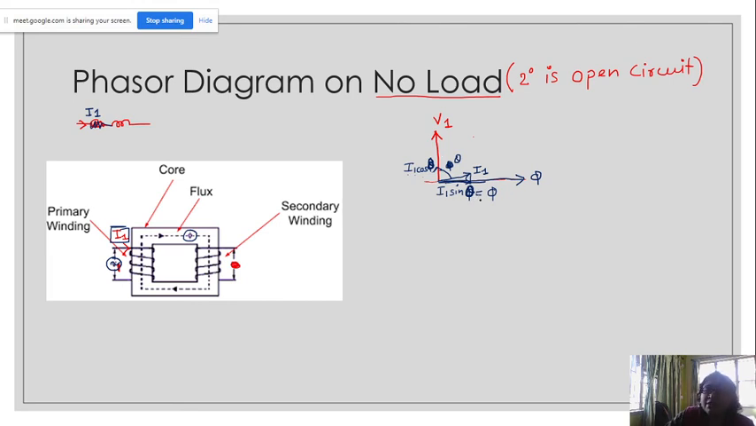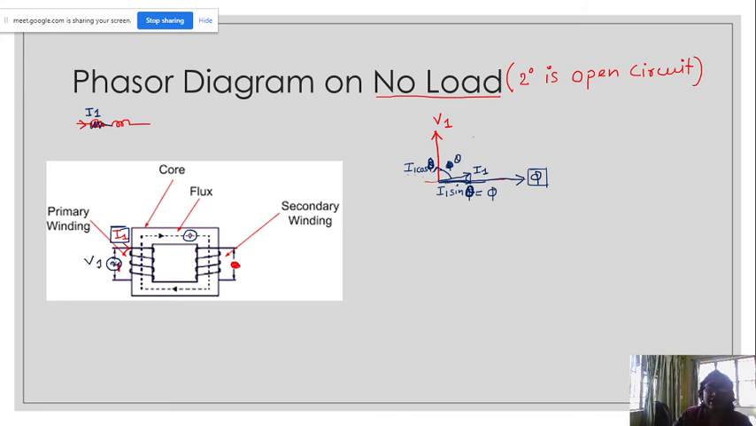Now what is I1 sin theta? This I1 sin theta is actually generating the flux phi, and it is 90 degrees lagging with respect to V1. As it is generating the flux phi, naturally phi will be 90 degrees lagging with respect to V1. So what did we get?